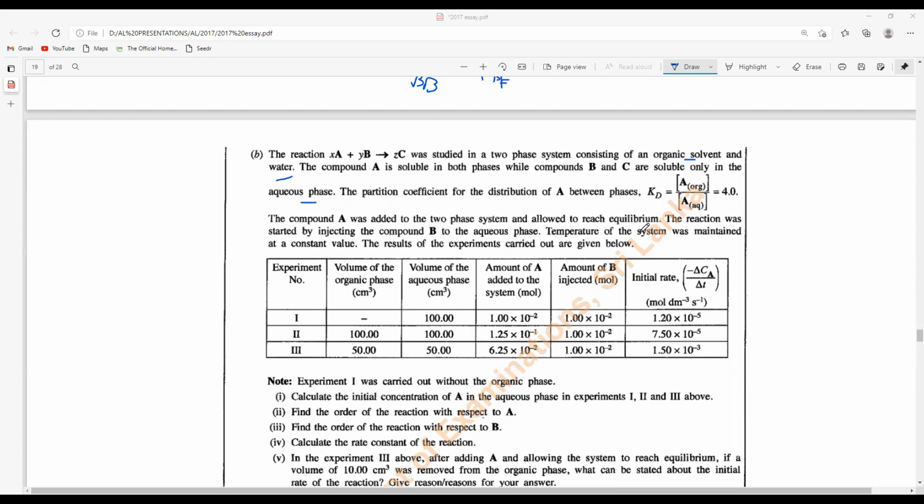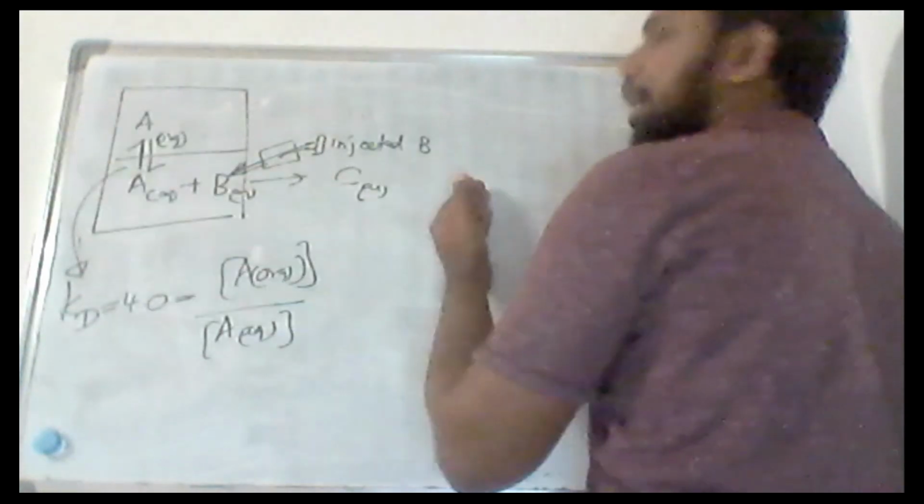Then what they have done? The reaction was started by injecting the compound B into the aqueous phase. Now, how they have entered B, they have injected here. So this is an injection. So injected B. Initially, after the equilibrium, there is only A. It doesn't mean that the reaction is happening. When the injection is done by inserting B, then this reaction starts. So that is the idea. The temperature of the system was maintained at a constant value and the results of the experiments are given. So initially we have A, and when I inject B, then this reaction happens, right?